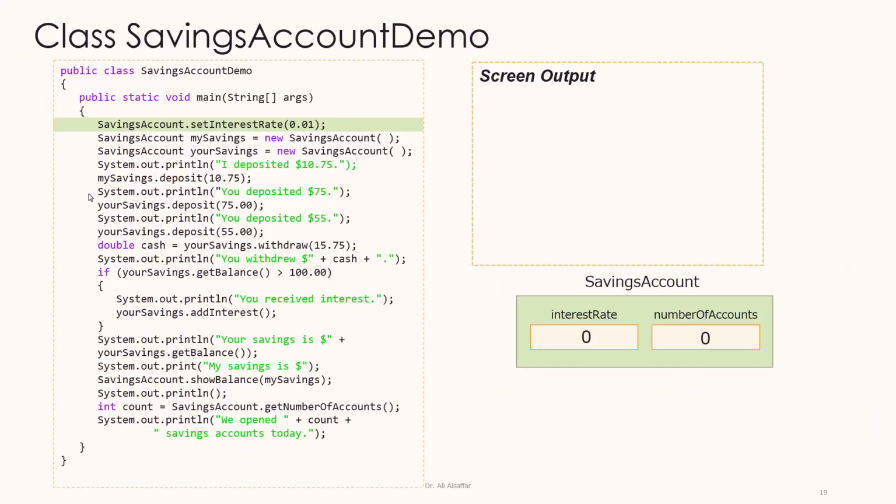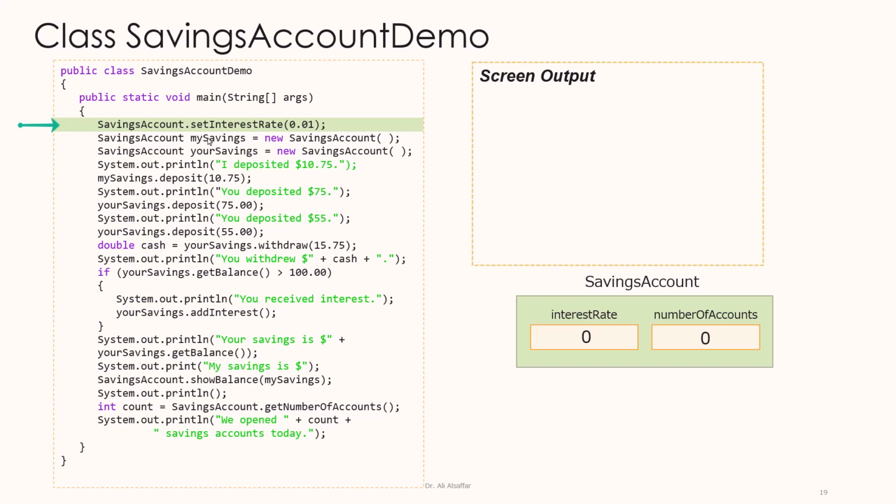To demonstrate the use of the savings account class we have just created, we have written a savings account demo class that includes a main method, and inside the main method we are using the savings account class. Notice that if we have a class that has static variables or static methods, then we can access these static members directly using the class name.